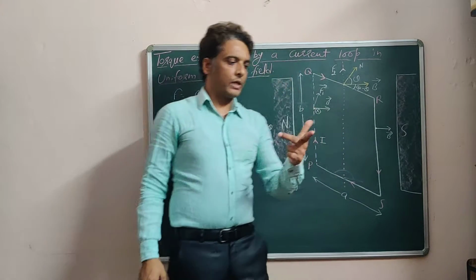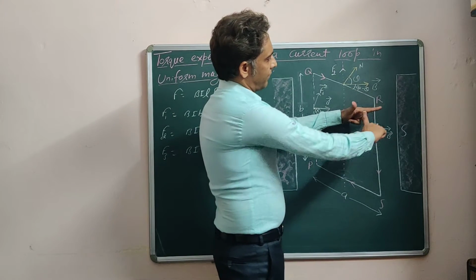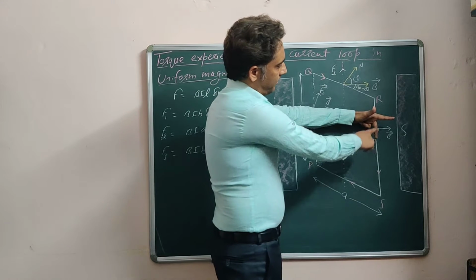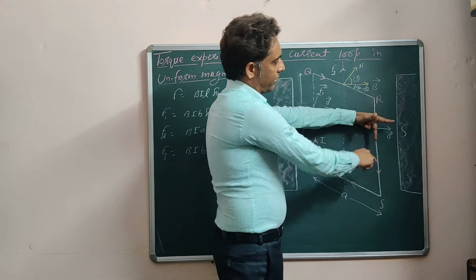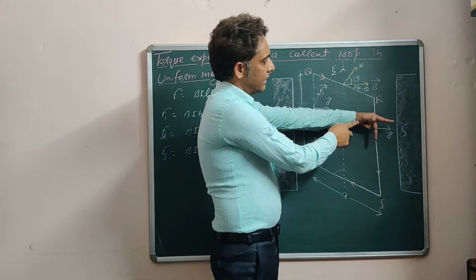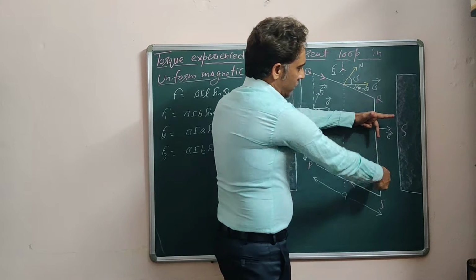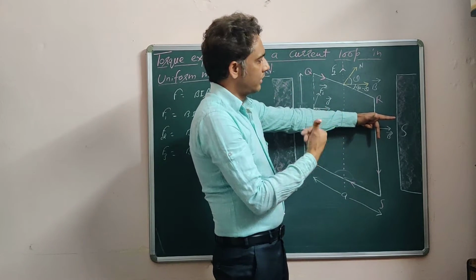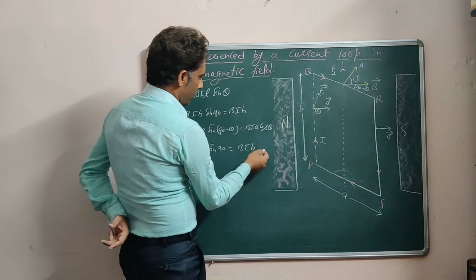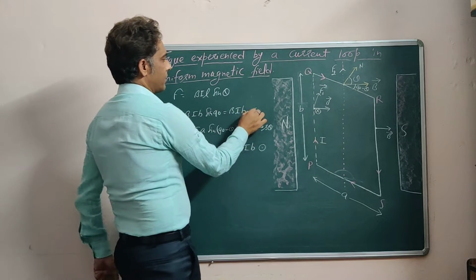Again, if we apply Fleming's left hand rule, the first finger points in the direction of magnetic field, the middle finger points in the direction of current, and the thumb represents force. Here the thumb is directed outward, which means the force on this portion is outward. We can write the symbol for outward as this, and this force is inward.